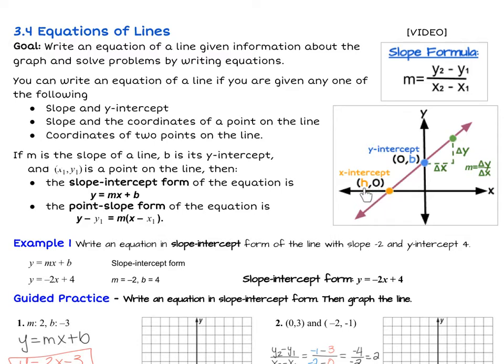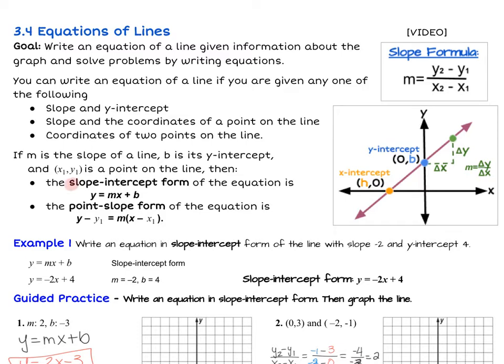And your x value goes in here, and your y value will always be 0 for your x-intercept, whereas for your y-intercept, your x value will always be 0 on your y-axis here, and then you'll have a different value for b. So what your notes say here is if m is the slope of a line and b is the y-intercept, the slope-intercept form of the equation is y equals mx plus b, and the point-slope form of an equation is y minus y1 equals m times x minus x1.